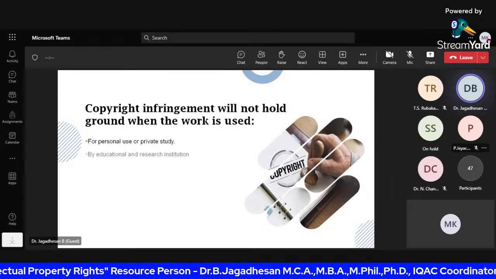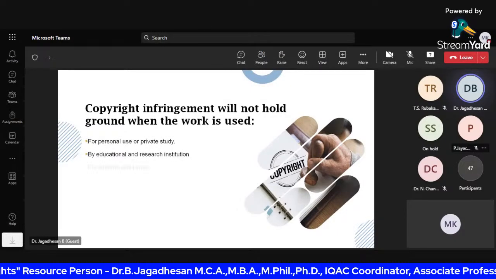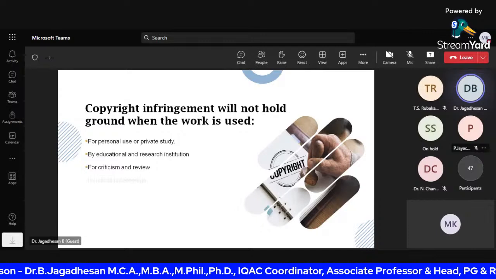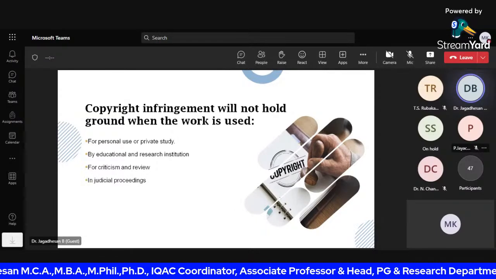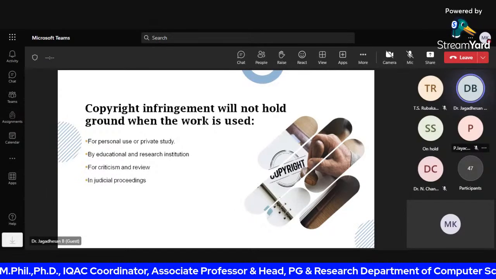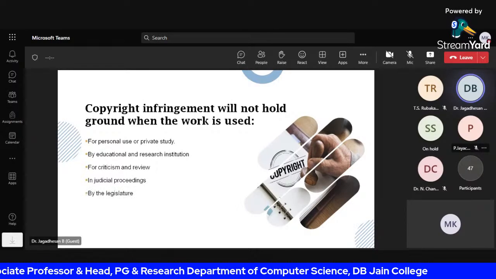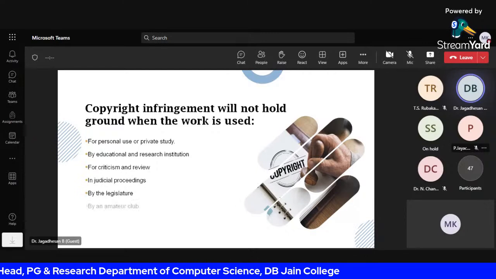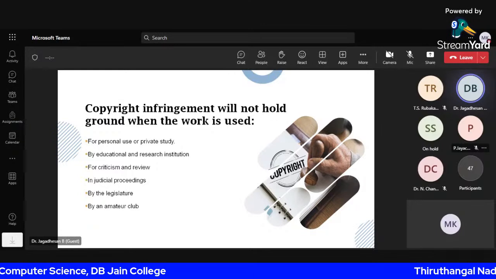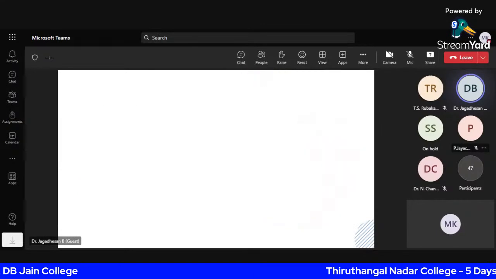Copyright infringement will not hold ground when the work is used for personal use or private study, there is no need. By an education and research institution, no need. For criticism and review, no need. In judicial proceedings, no need. By the legislature, no need. Or by an amateur club. These are the exceptional cases for copyright infringement.